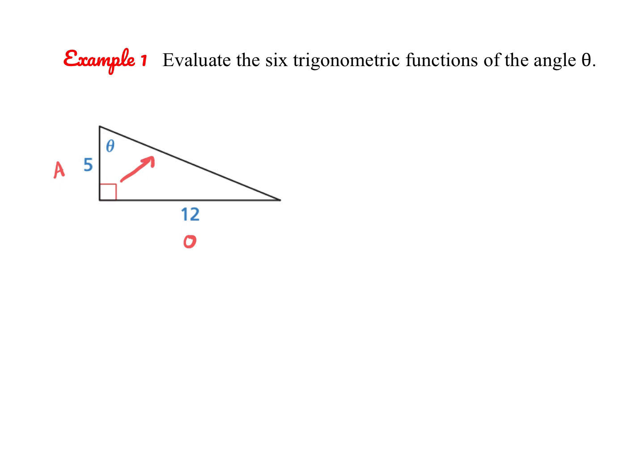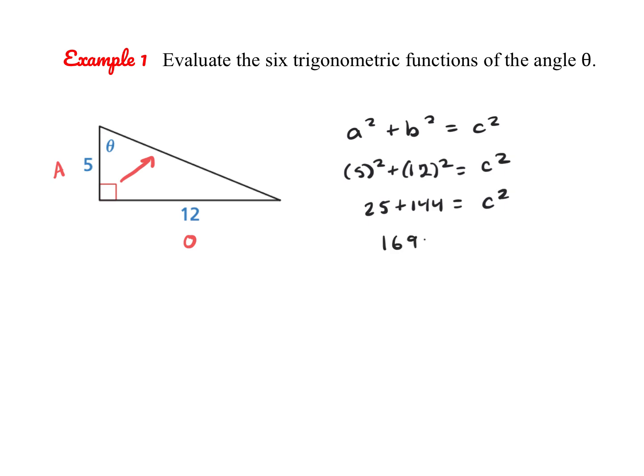So the first thing I'm going to need to do is use the Pythagorean theorem, a squared plus b squared equals c squared, to help me identify that missing side length. We need all 3 if we're going to name all 6 trig ratios. So we can say 5 squared plus 12 squared equals c squared. So 25 plus 144 equals c squared. And that gives us 169 equals c squared. So c is going to be 13. And I'm going to label this hypotenuse.